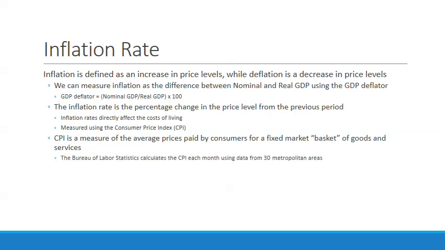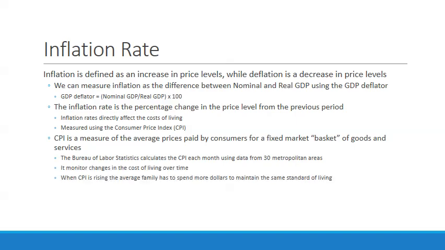So the Bureau of Labor Statistics calculates the CPI each month using data from 30 metropolitan areas, and it monitors the change in the cost of living over time. So what CPI is doing is looking at this idea: when CPI is rising, the average family has to spend more dollars to maintain the same standard of living. And that's really what CPI is designed to tell us: are we having to spend more to maintain our same standard of living, or are we able to spend the same amounts to maintain the same standard of living? The typical answer to that one, of course, is no.